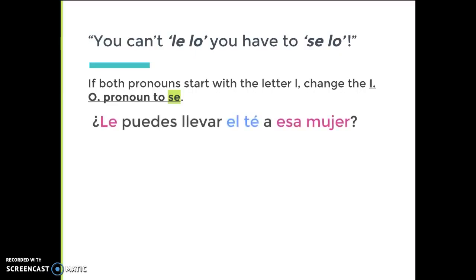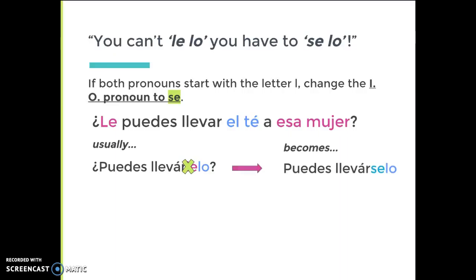If we have the example, ¿le puedes llevar el té a esa mujer? We would usually have puedes llevarlelo, because esa mujer is being replaced by le and el té is being replaced by lo. But because Spanish is all about how natural the words sound next to one another and how much of a nice flow they have, we get rid of the le and we replace it with se. Puedes llevárselo is easier to pronounce and sounds nicer than puedes llevarlelo.